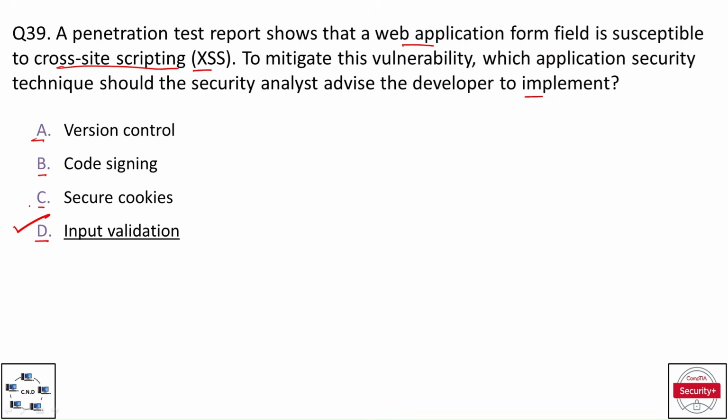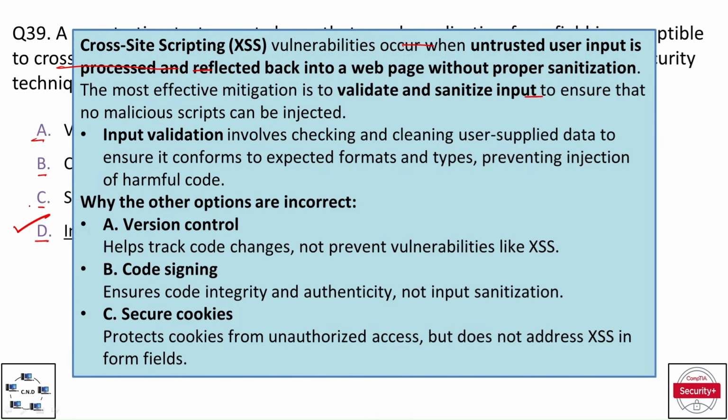option D, input validation. Cross-site scripting or XSS vulnerabilities occur when untrusted user input is processed and reflected back into a web page without proper sanitization.